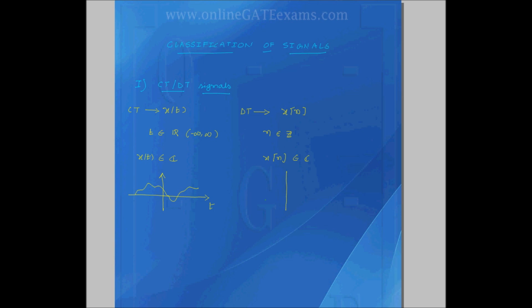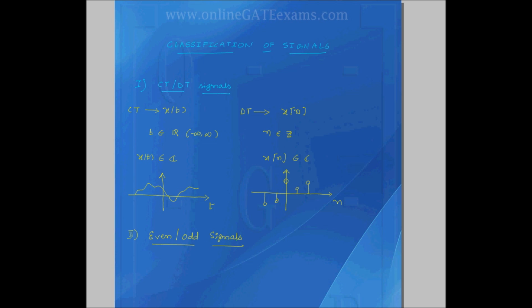For a discrete time signal, it is defined only at discrete instances of time, so it will look something like this. This is the way you plot a discrete time signal. So that's about the first classification, the easy one. The second classification is what is called even and odd signals.